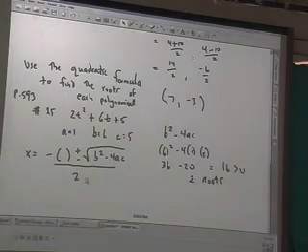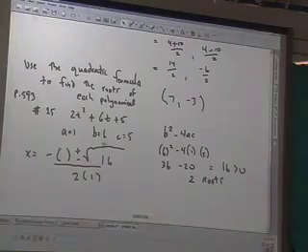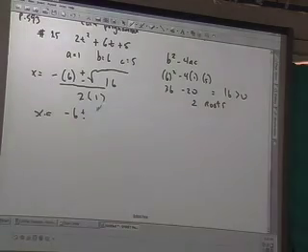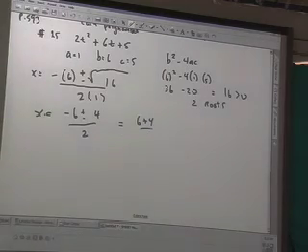Negative b plus or minus the square root of b squared minus 4ac, which is the discriminant, all over 2a. And now a is equal to 1. b squared minus 4ac, well, we just calculated that. That's equal to 16, right? And negative b is negative 6. So here we go. x equals, okay, the roots are negative 6 plus or minus 4, because the square root of 16 is equal to 4, all over 2.